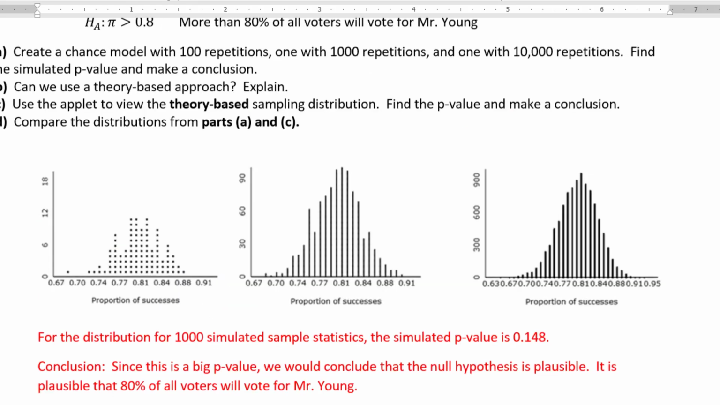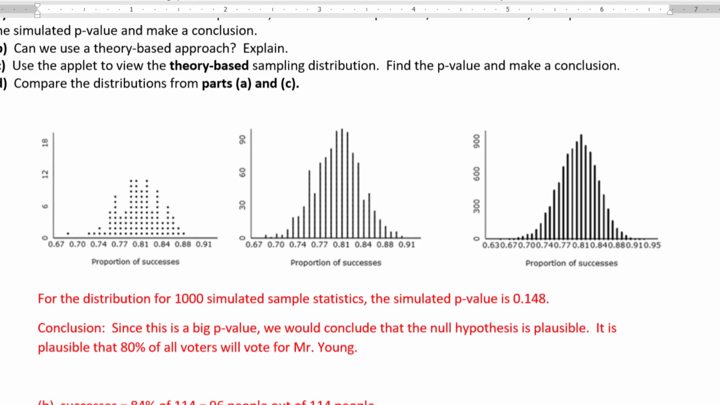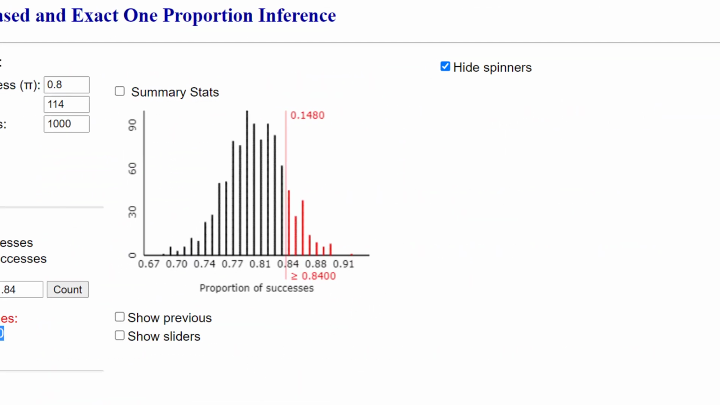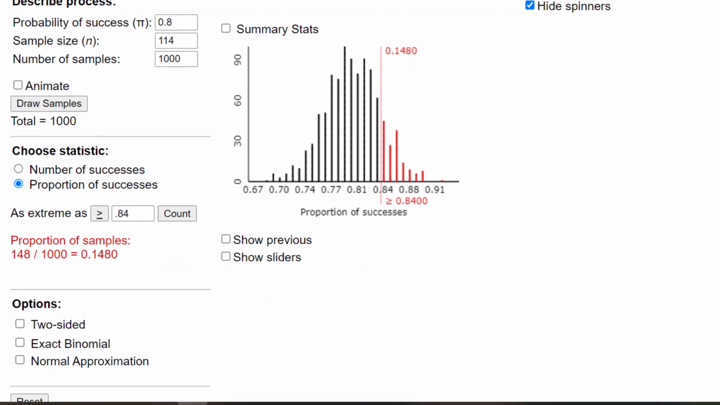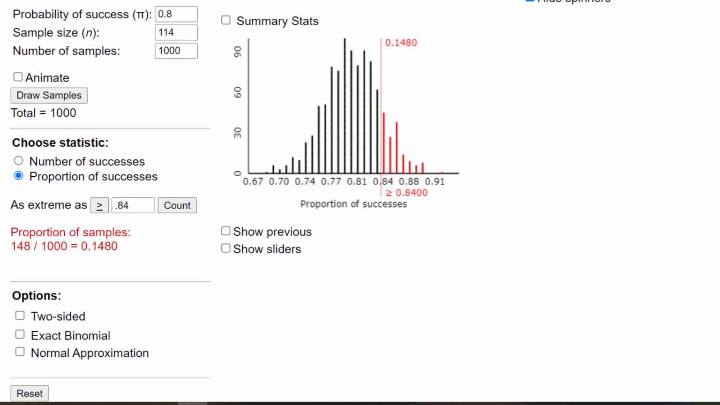Part C asks us to now use the applet to view the theory-based sampling distribution and find the p-value. So I'm going to go back to that Rossmann Chance applet, same applet we were in before, the one proportion inference applet. We have the simulation already displayed there. In order to use this applet to find the theory-based approach, which will be a perfectly normal distribution, and it would allow us to find the p-value within that normal distribution, you're going to scroll down, down, down, and check this box here that says normal approximation. I check the box, and you'll notice that a perfectly normal distribution appears overlaid on top of your simulation.